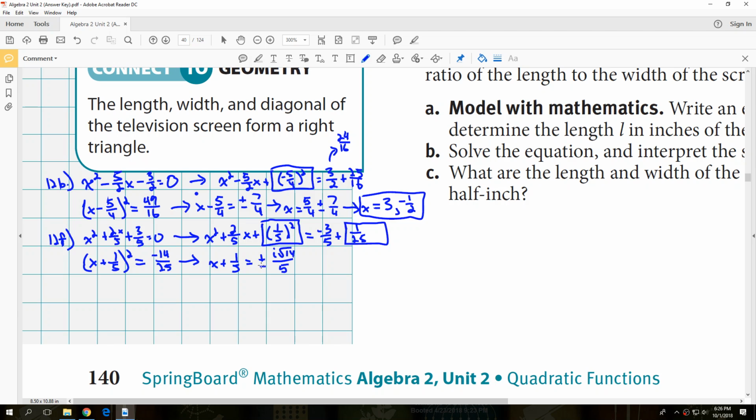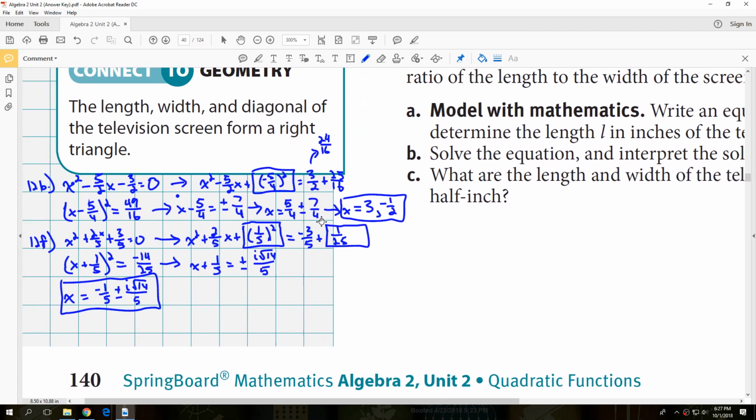Okay, and this turns out to be not too bad. We're going to subtract over the 1/5, so we get x is equal to negative 1/5 plus or minus i times the square root of 14 over 5. And looks like we're correct, and that's it. So we're all good. So I guess that wasn't too bad in the end.